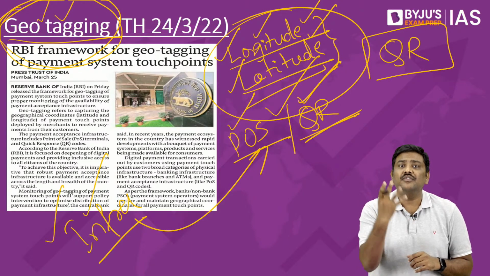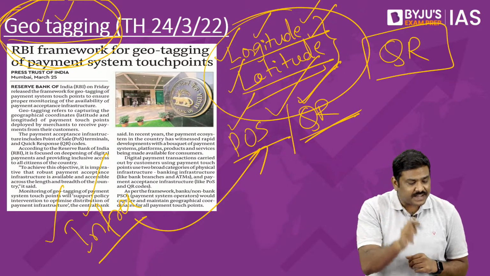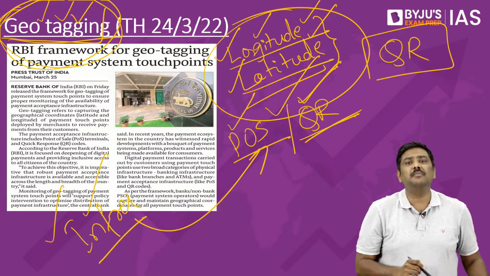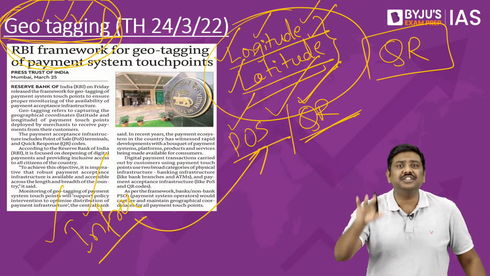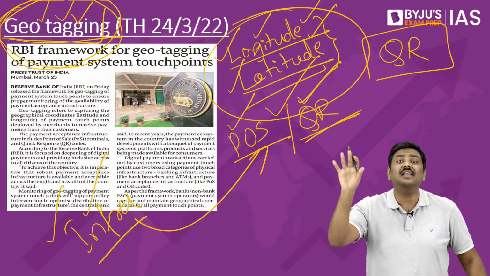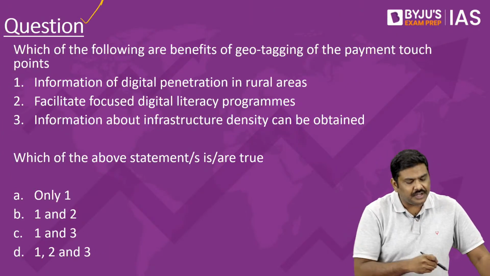But for that, first and foremost, I need the consolidated data. And precisely for this reason, RBI is promoting the idea of geo-tagging of all of these particular digital touch points or digital physical infrastructure. Done? Now, based on this, I have given a question here.